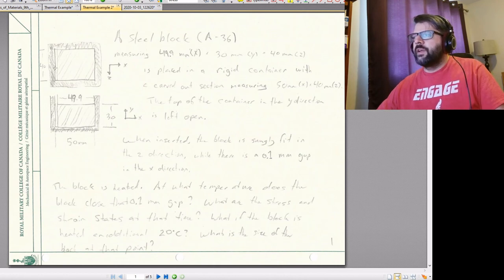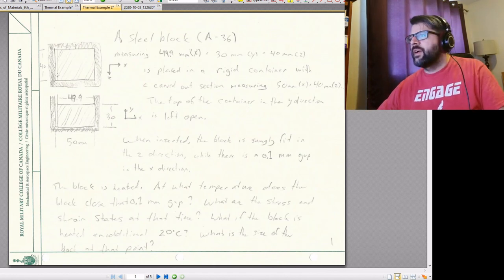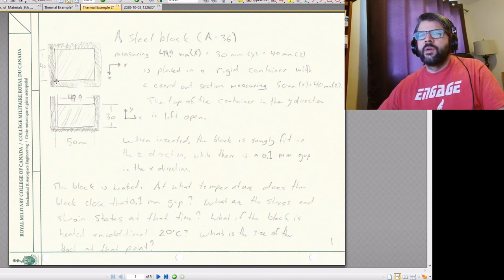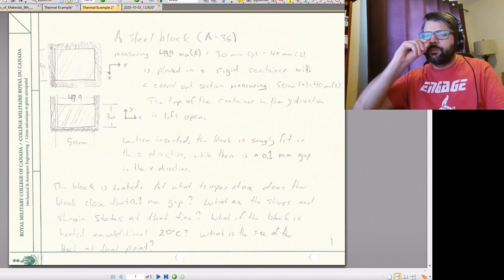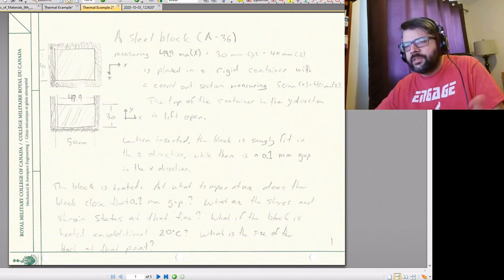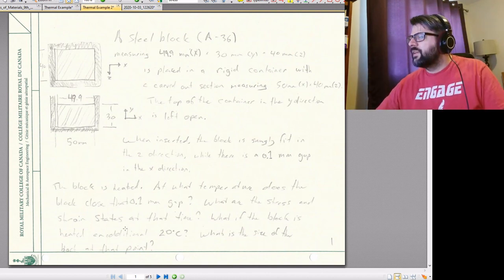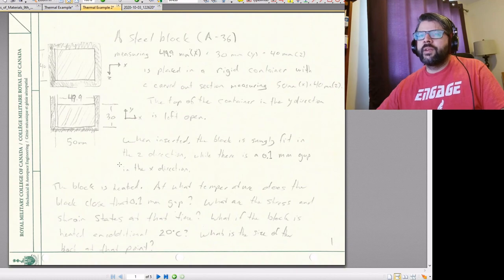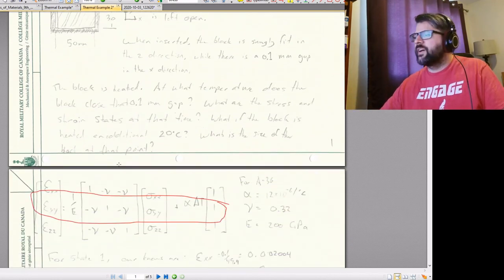But again, I exaggerated this on the diagram. The gap is 0.1 millimeters in a 50 millimeter space. So it's really small and it closes up. Okay, so it'd be hard to see that. So we're not talking large changes in size.